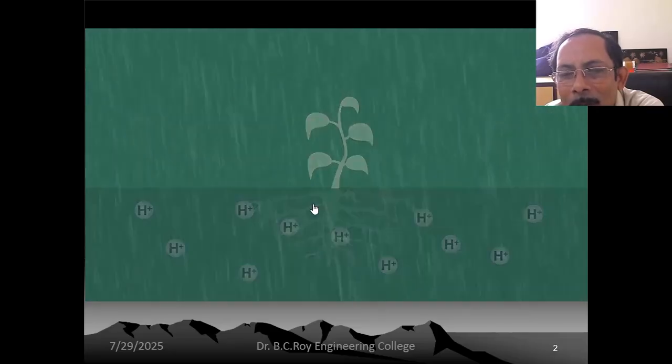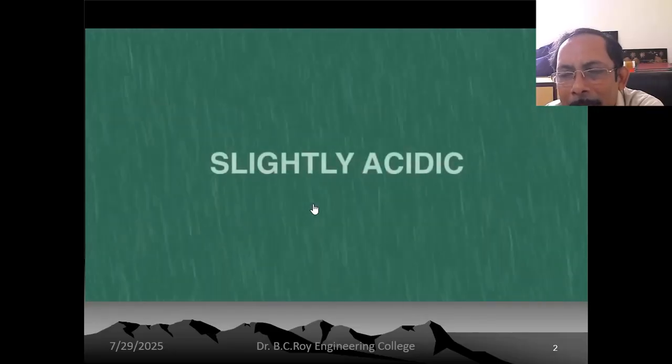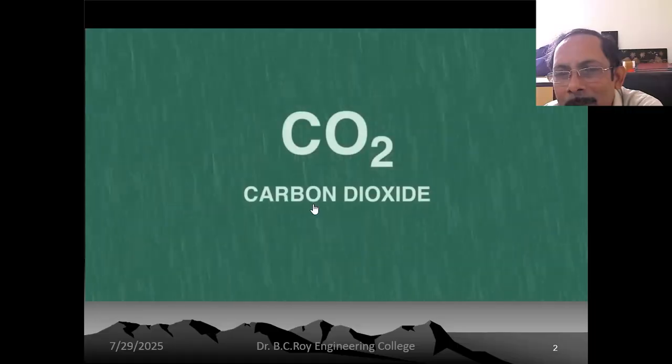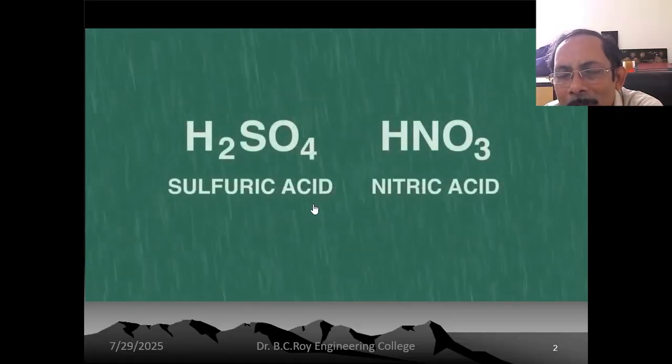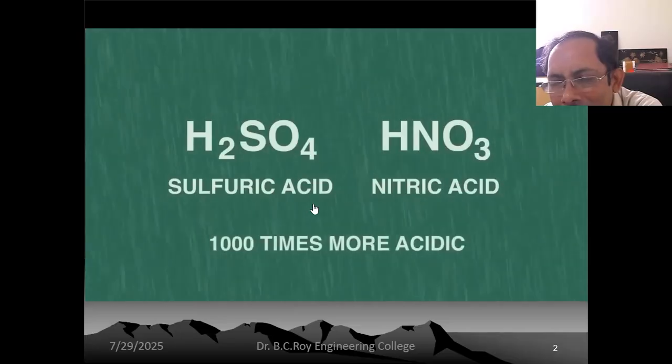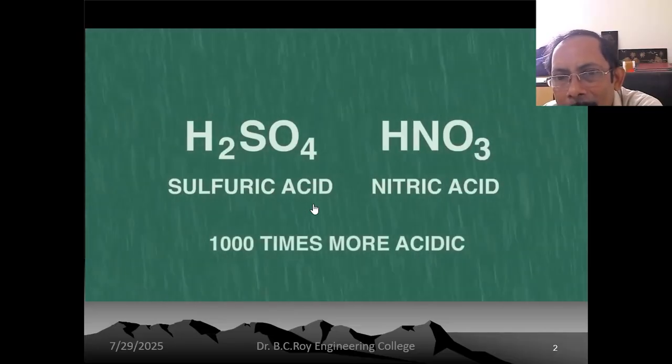So to summarise, normal rain is slightly acidic due to dissolved carbon dioxide. Acid rain contains sulfuric and nitric acid, making the rain 1,000 times more acidic, dangerous for many living things. From the soil, nutrients are washed out, and the soil fertility is lost.